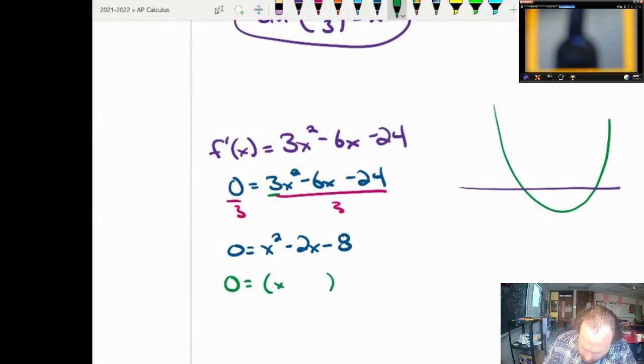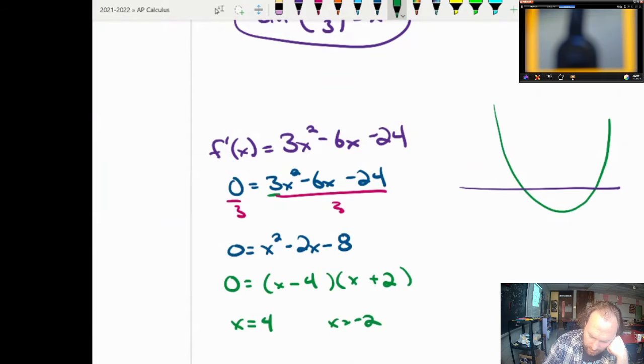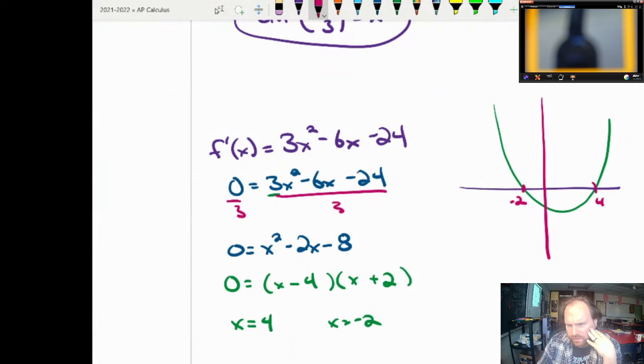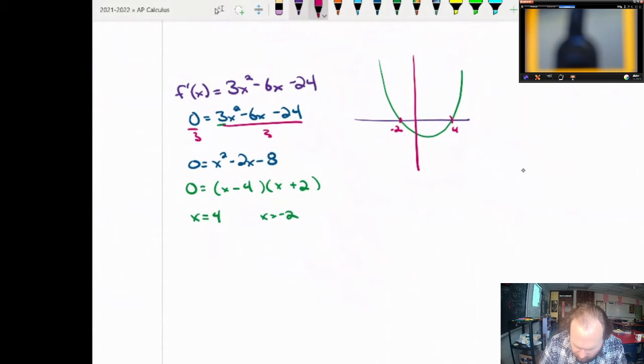Let's see. Things that multiply to negative 8 and add to negative 2. How about minus 4 and plus 2? That would work. So we know that our zeros are at 4 and negative 2. So maybe over here in my drawing, this is negative 2 right there, and that is 4. And that would mean maybe the x-axis or y-axis is like that. It wouldn't matter much there. Now, based on my understanding of parabolas, I already know this is the way it's going to look. But let's try a little bit of a sign chart to help us out.